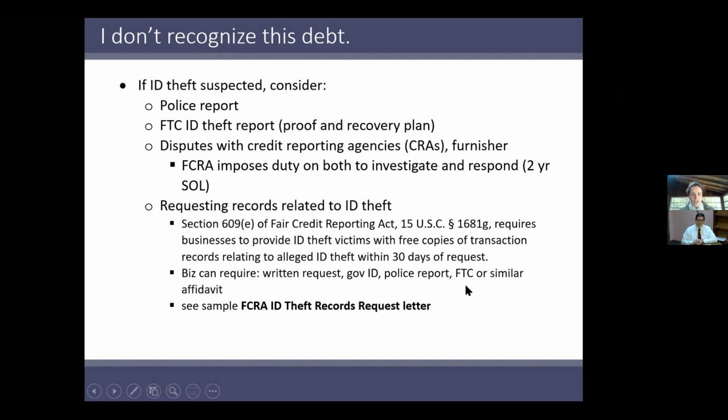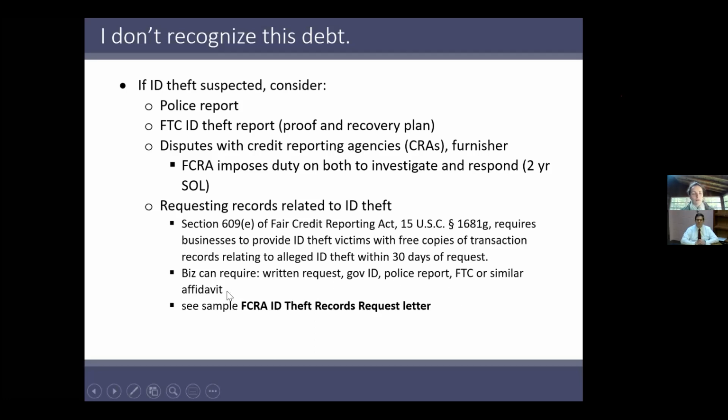Another important protection for victims of identity theft is the right to request records related to the identity theft free of charge. The Fair Credit Reporting Act includes this protection, and it says that businesses have to provide whatever records they have within their possession to a victim of identity theft within 30 days, and they can't charge for it. We have a sample letter in the materials, and when I say sample, you'll see it's fill in the blank. So it's a letter you can hand out to a client or one that you could edit to send on behalf of a client.